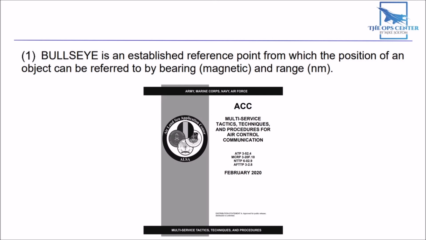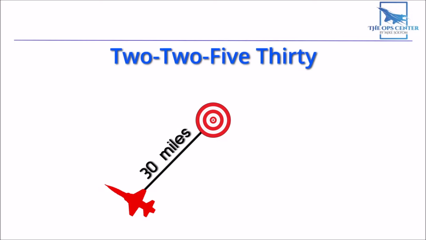Here's how it's described. Bullseye is an established reference point from which the position of an object can be referred to by bearing and range. And the way that it works is that a contact can be described as being at the following location. This would be read as 225-30. You might hear some people read that as 225-430. But adding that 4 in there could lead to confusion since 4 sounds like the number 4. So stay away from this habit. Now there are a couple special rules to remember besides this one.